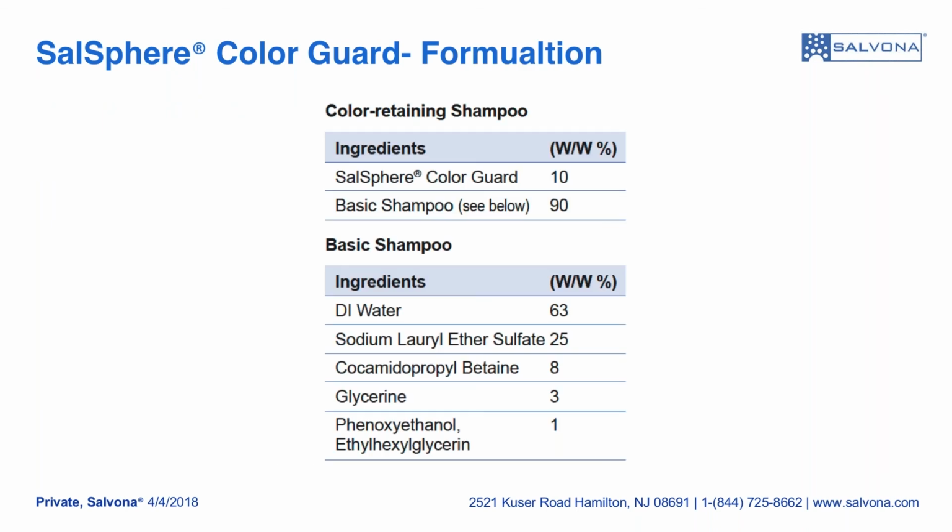How to use the technology in a finished product. Here is a simple formula that gives you an example. In this shampoo, we use 90% of the shampoo and just added 10% of the Salsphere Color Guard. The shampoo itself is basic and it contains only 3 ingredients, in addition to water and preservative. It contains sodium lauryl ether sulfate. This is a sulfate-containing shampoo. And cocamidopropyl betaine and glycerin only for moisturization.